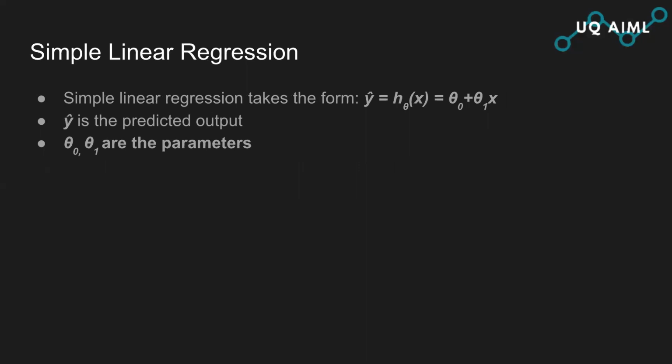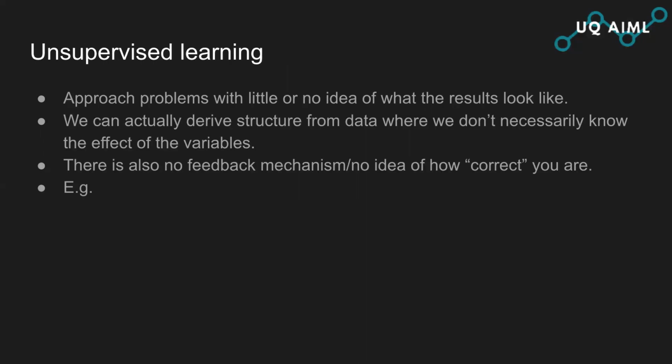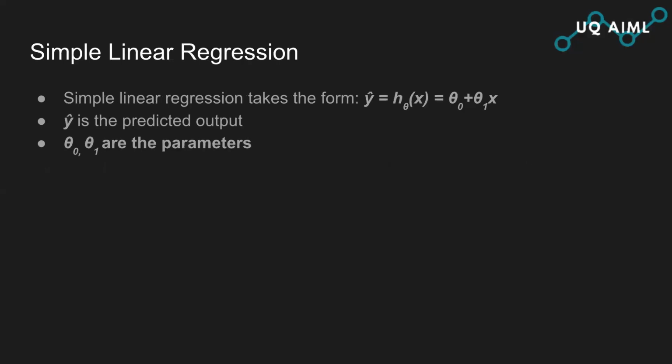So that's the basics of the machine learning stuff. We'll go over the first algorithm, which is simple linear regression. Simple linear regression is pretty simple. There's just some notation to take care of. We say y hat is equal to h theta of x, which is equal to theta naught plus theta 1 x. Here, x is your input parameter or the data that you're given. Theta naught and theta 1 are the parameters that you're trying to vary. And y hat is the predicted output.